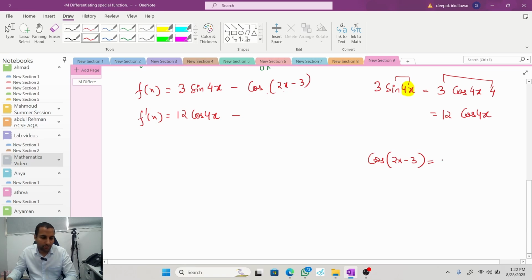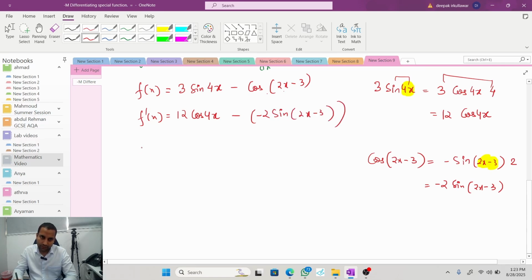So the differentiation of cos x is minus sin x, and the differentiation of the inside part 2x minus 3 is nothing but 2. So finally you have negative 2 sin(2x minus 3). So this is negative 2 sin(2x minus 3).